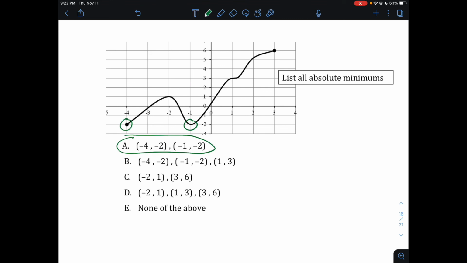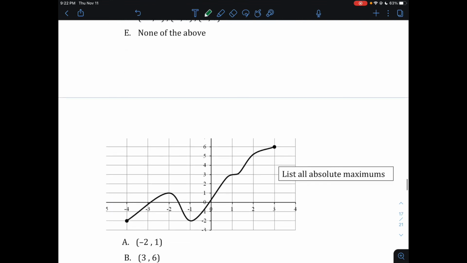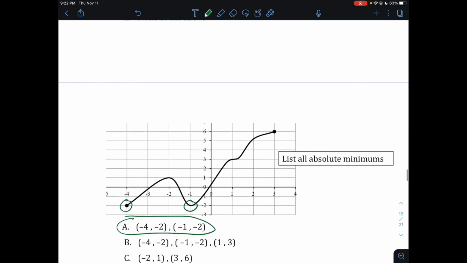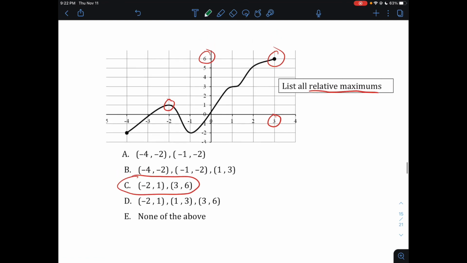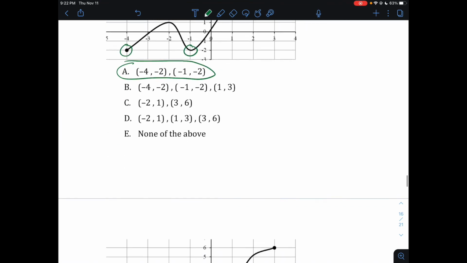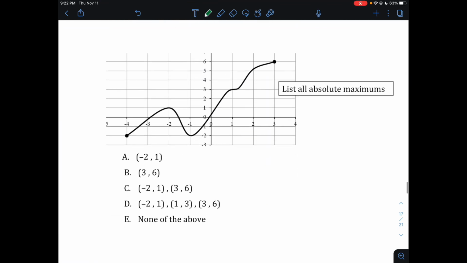In the same way, if we consider absolute maximums, we should go back and consider our relative maximums. Notice here we had 2 points, but if you were to compare them, you can definitely say that one is higher than the other. And in that case, your answer would be (3, 6). This point up there.